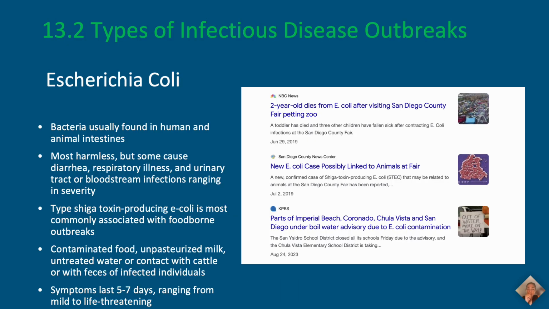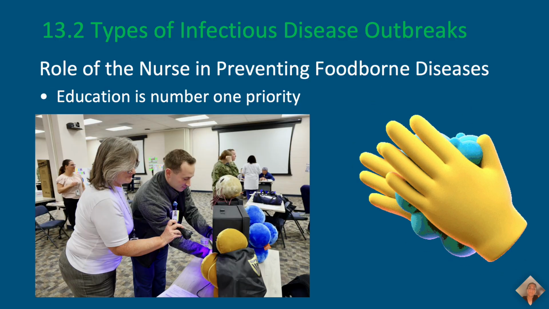So E. coli is a bacteria usually found in human and animal intestines. It's mostly harmless, but some strains cause diarrhea, respiratory illness, and urinary tract or bloodstream infections ranging in severity. The type is Shiga toxin-producing E. coli, and this one is most commonly associated with food outbreaks. It's in contaminated food, unpasteurized milk, untreated water, or contact with cattle or feces of infected individuals. Its symptoms can present and last within 5 to 7 days. It could go from mild to life-threatening.